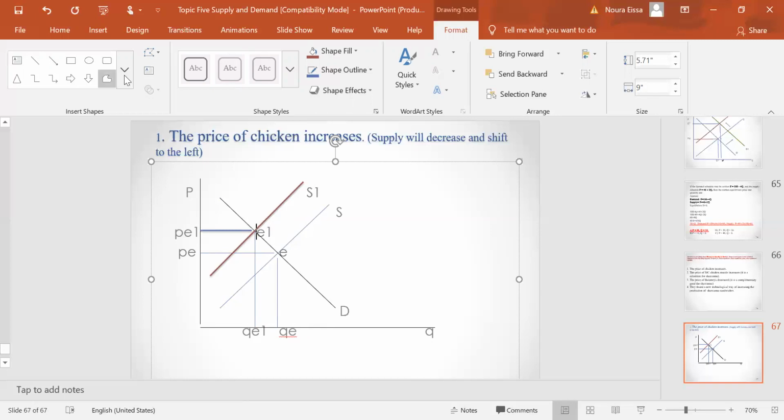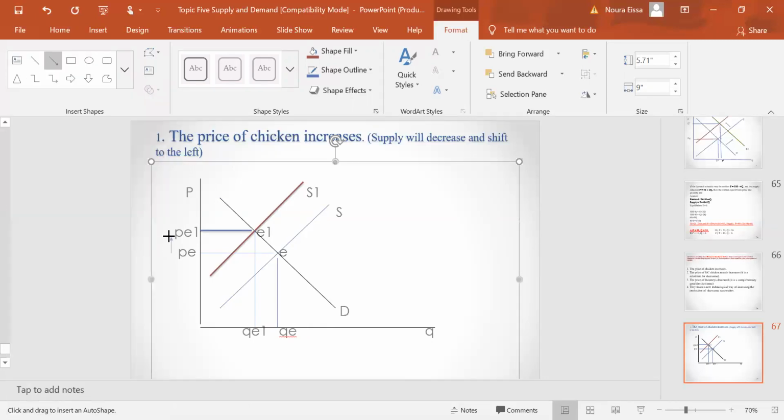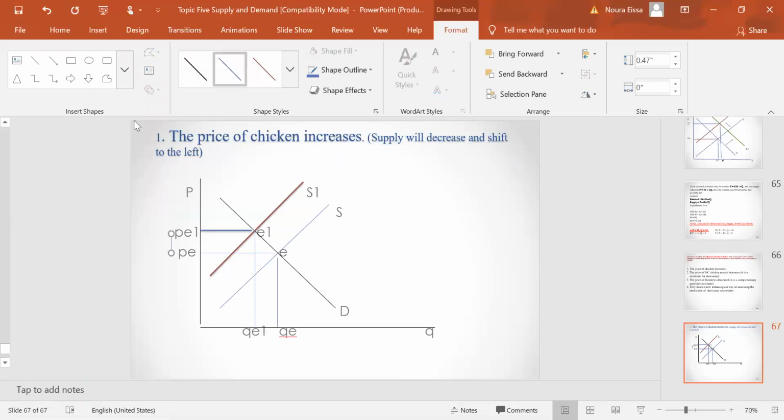Okay, so what happened to your price? Your price has increased. You need to show this on your graph. Your equilibrium price increased. How about quantity? The equilibrium quantity decreased. This is a complete answer, okay? This is how you answer questions like this, okay?